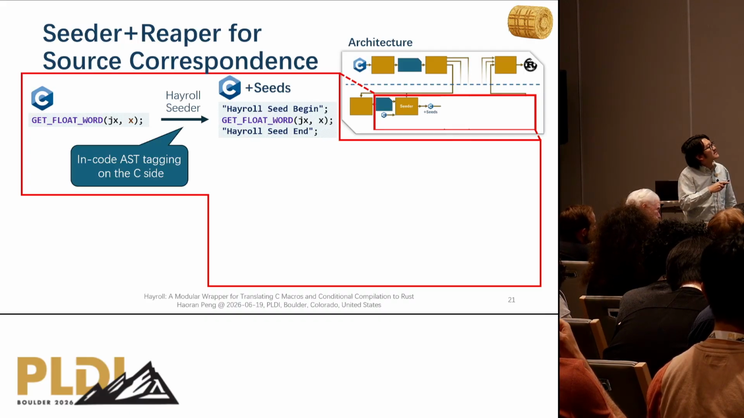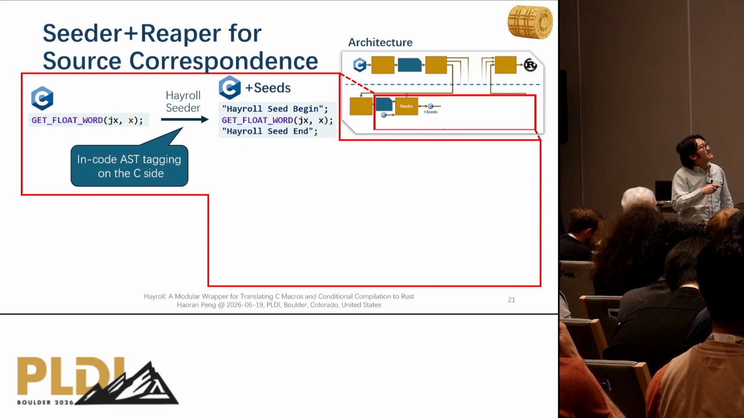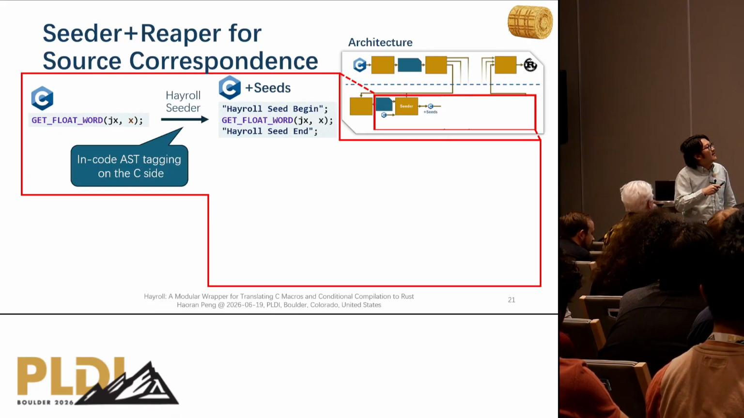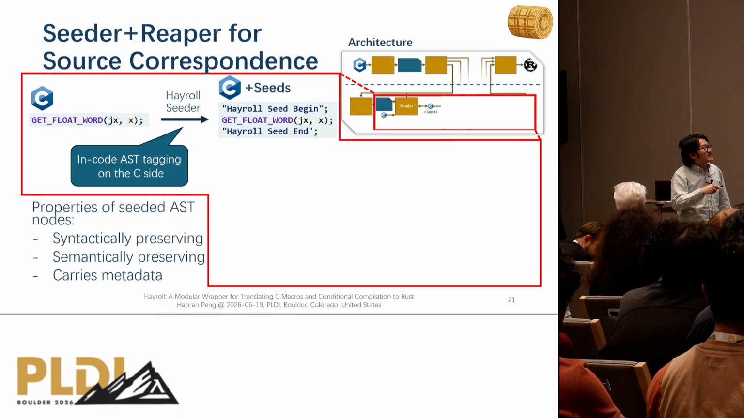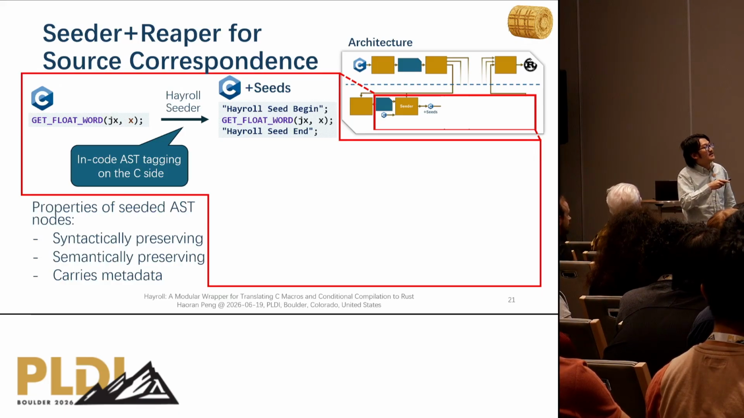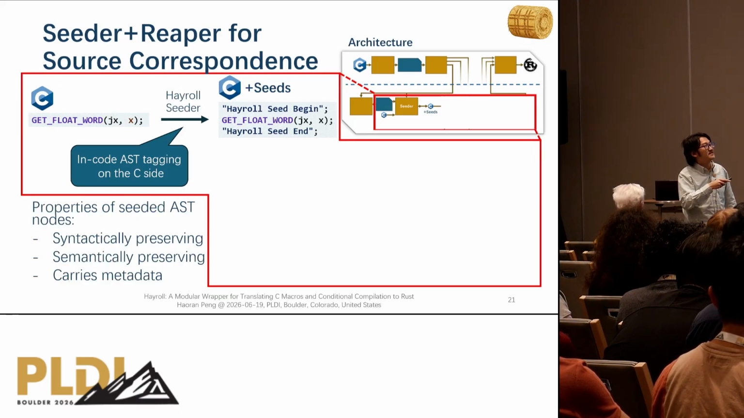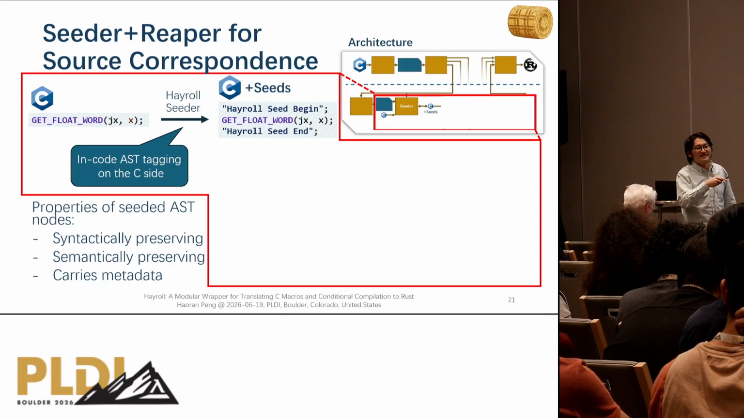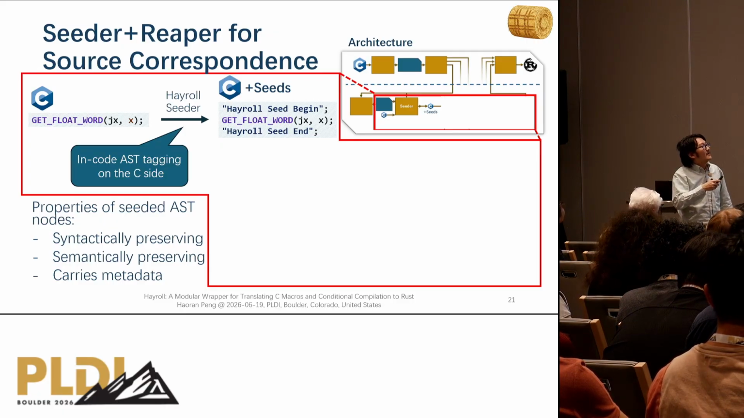First, Cedar is going to put in-code AST tags into the C code before the C2Rust translation. These tags are syntactically preserving. For example, here, a statement after seeding is still a statement. They're semantically preserving because these extra statements are no-ops. They do not do anything, and they can carry metadata.